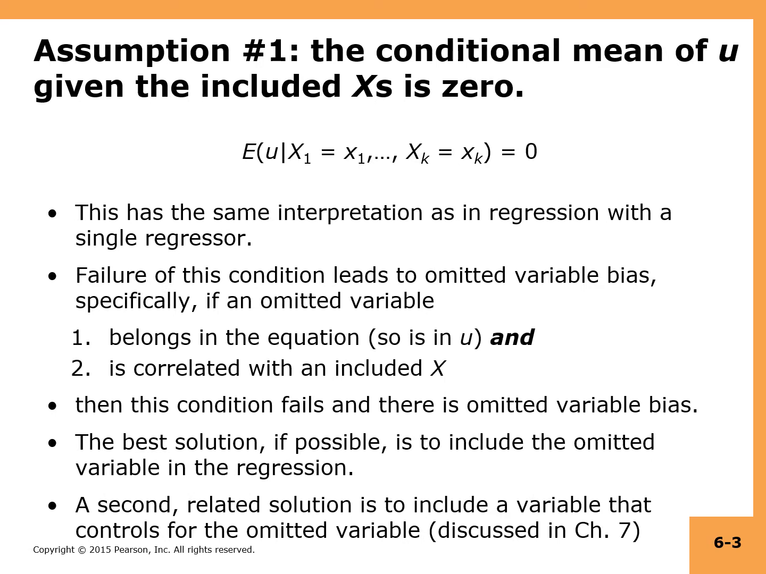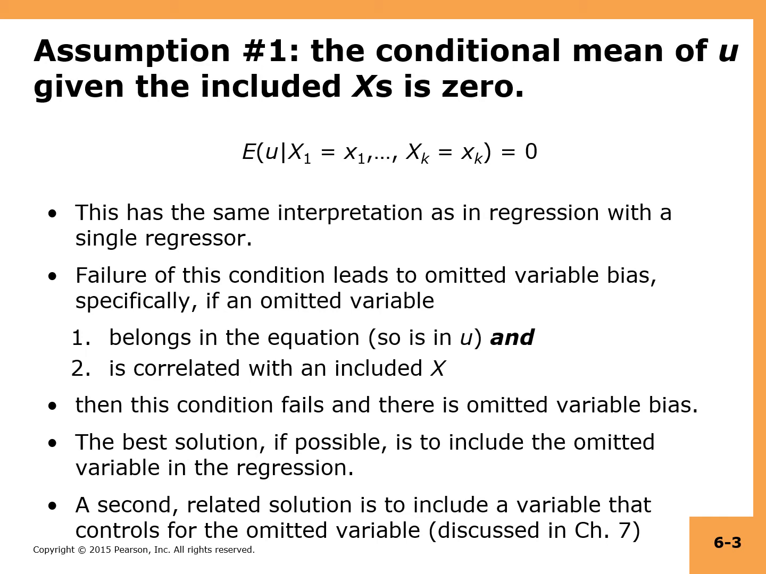So the first assumption is that the conditional mean of u given x's is equal to 0. This interpretation is the same as in simple linear regression. We had the same assumption, but instead of having multiple x's, we only had one x or one independent variable in the case of simple linear regression. If this condition fails, then it can lead to omitted variable bias.